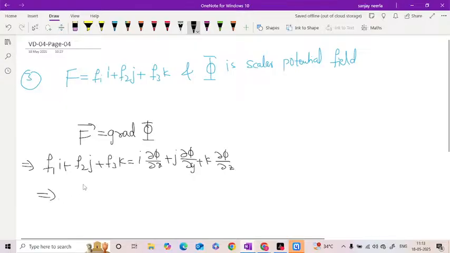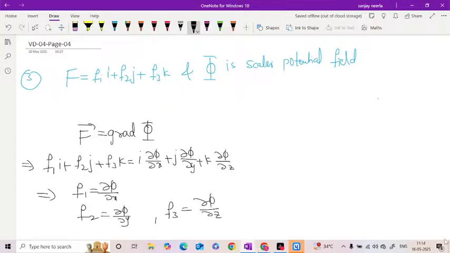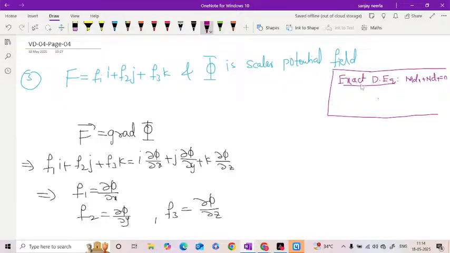Now after comparison, what will we get here? f1 is equal to dou pi by dou x, f2 is equal to dou pi by dou y, and f3 is equal to dou pi by dou z. Before going further, I am asking a question. In differential equations, what is the definition of an exact differential equation? Dou M by dou y equals dou N by dou x is the necessary and sufficient condition for an exact differential equation. Suppose M dx plus N dy equal to 0 is an exact differential equation.